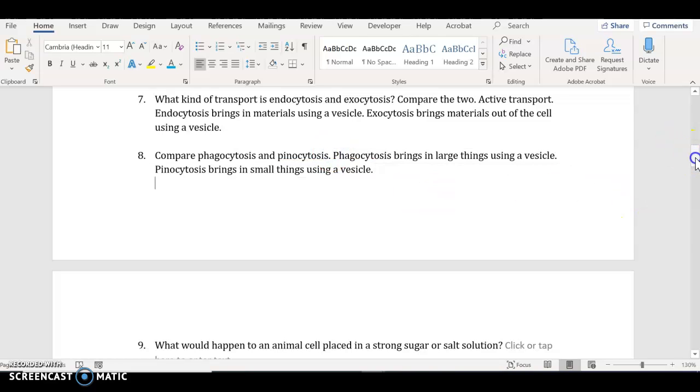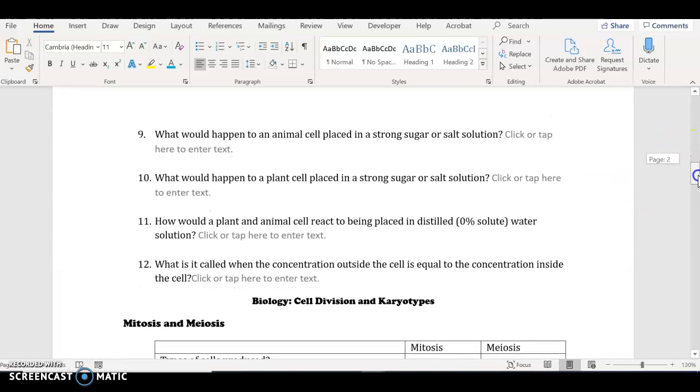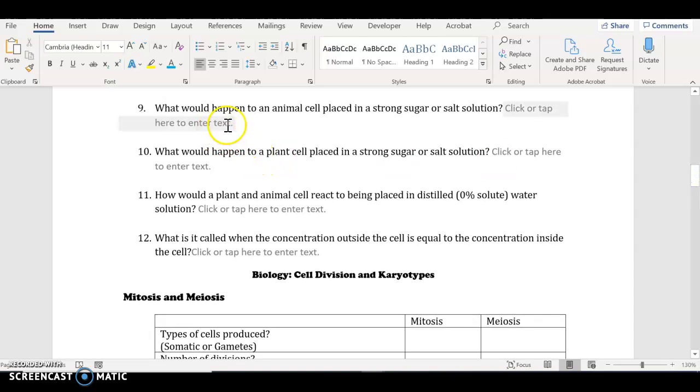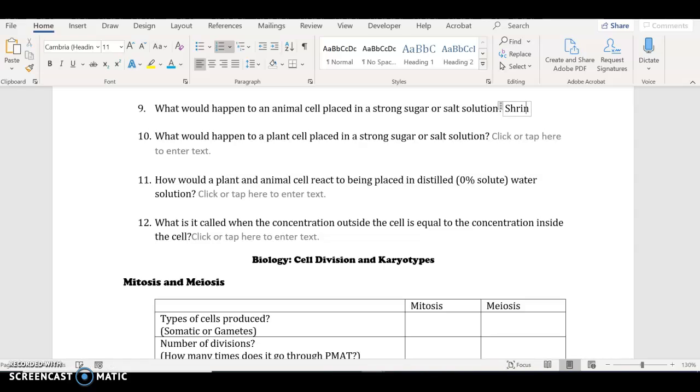On to the next page. What would happen to an animal cell put in a strong sugar or salt? Doesn't matter if it's sugar or salt because they're all solutes. If there's strong sugar or salt, that means it's going to be hypertonic, and water always moves towards the hypertonic. So water is going to leave this cell, and an animal cell would basically shrink or shrivel.